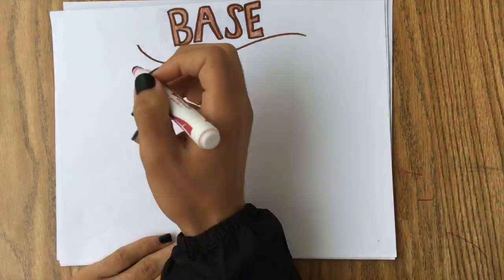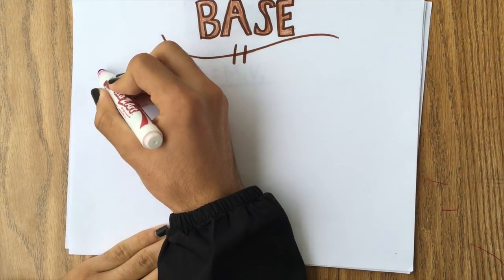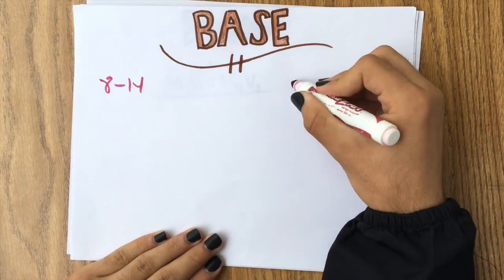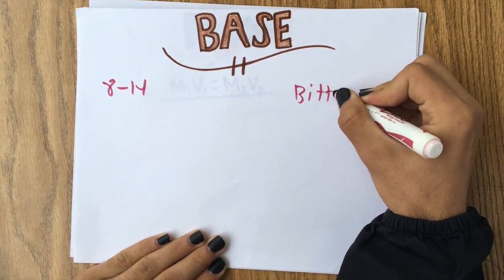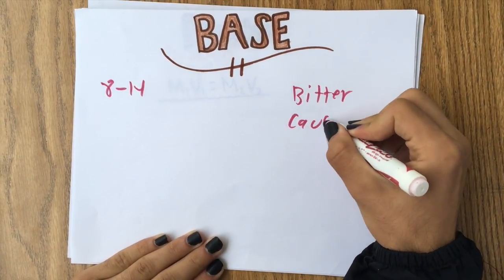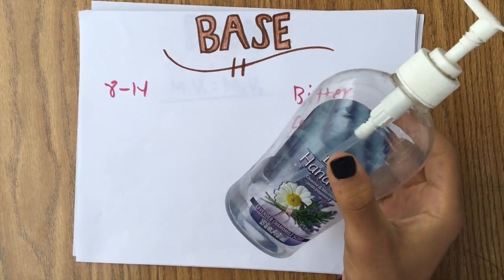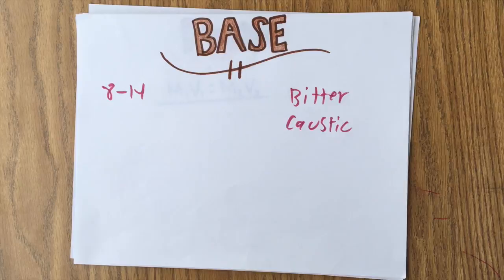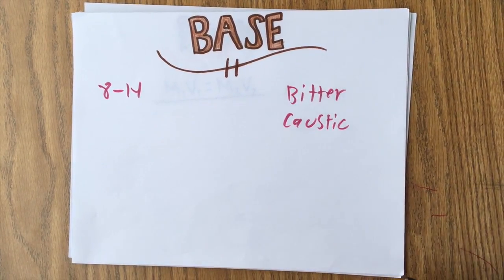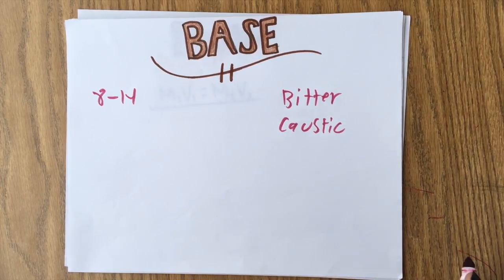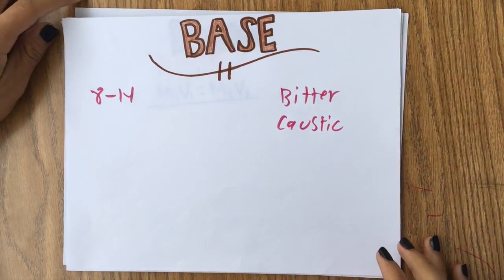A base is measured on the pH scale with values of 8 to 14, and bases are bitter and caustic. Bases are things like hand soaps or other cleaning products, and when you touch a base, it will feel slimy because it's breaking down the skin in your hands.